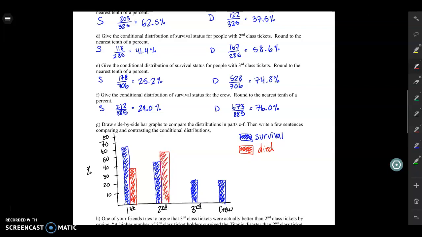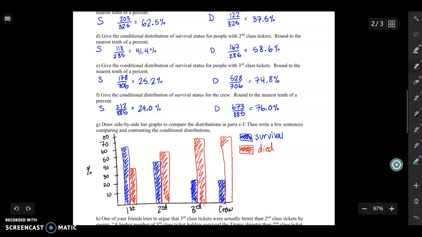Then in third class, I had 74.8%. And then in my crew, I had 76% that died in the Titanic crash. Okay. So now that we have this nice bar graph, we just want to look at it and say, okay, what can I actually learn from this?